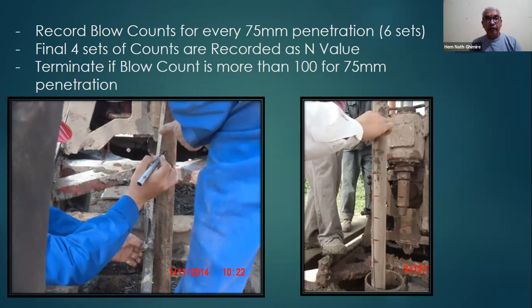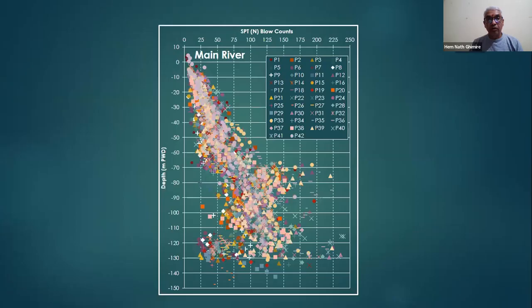And normally, for 150 mm, in say mid-size or small projects, when the SPT is more than 50 for three consecutive depths, we say it's good ground condition, and we just terminate our drilling. But here in this project, because it was a very big project, we needed detailed information about the ground condition. So we divided it into six sets of 75 mm each, and we terminate the SPT if the blow count is more than 100. So it was special over here. That's why I went into detail.